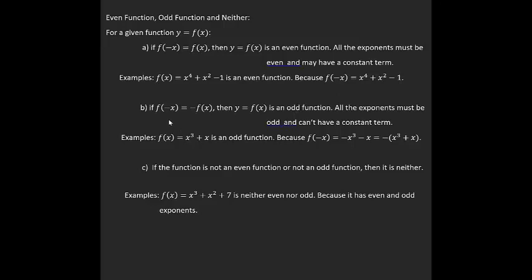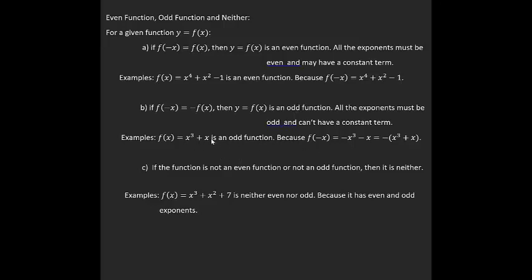Now the other way, when you change the input f of x to f of negative x, and you get your original function back but with a sign change, that means positive to negative. So then we call this an odd function. And the properties for an odd function will be all the exponents in the function must be odd, and it should not have any constant term. So that's the restriction.